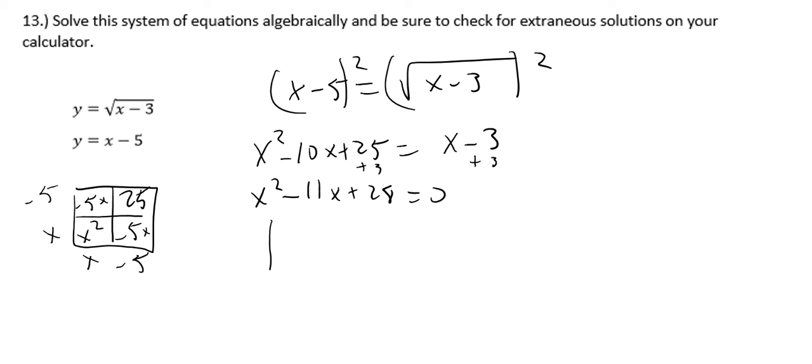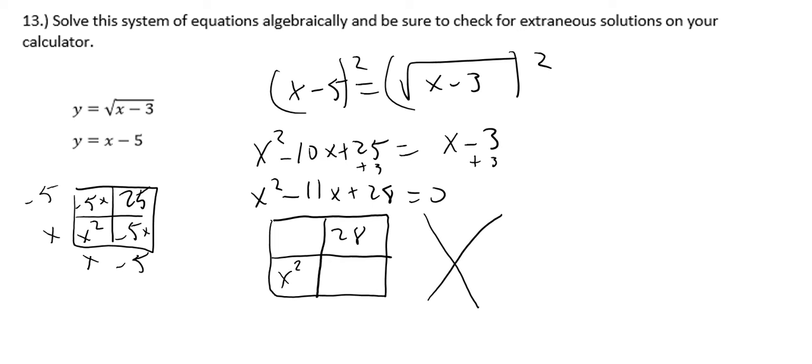It's not a perfect square, so I'm pretty sure I can factor it. But if you couldn't factor it, then you'd either complete the square or use the quadratic formula. So x squared minus 11x plus 28. So 1 times 28, 2 times 14, 4 times 7. So this is positive, this is negative, so we have to have minus 4x minus 7x.